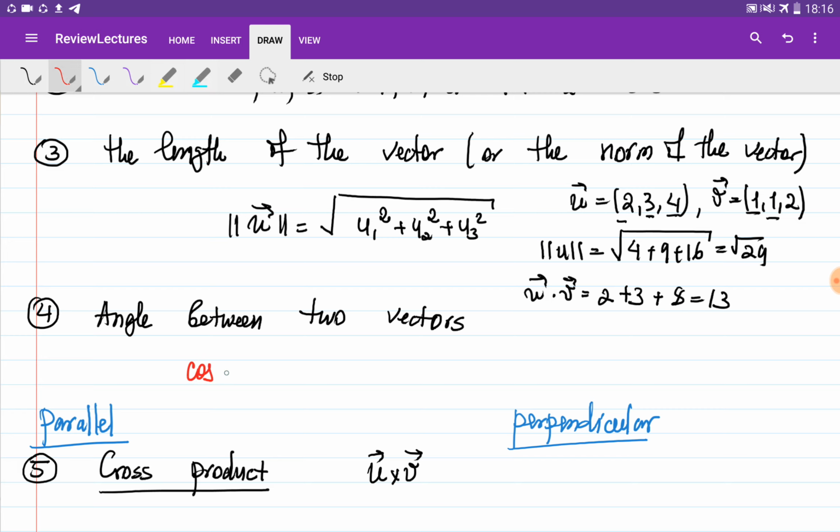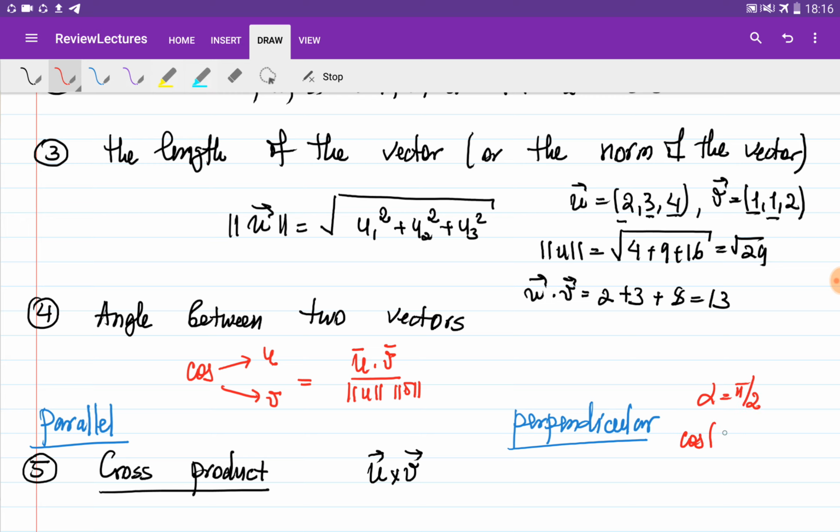So the cosine of the angle between the two vectors u and v is equal to u dot v divided by the length of u multiplied by the length of v. So you see, the cosine of the angle is related to the two vectors as a dot product, right? And when we consider perpendicular vectors, the angle between them is equal to pi over 2, right?